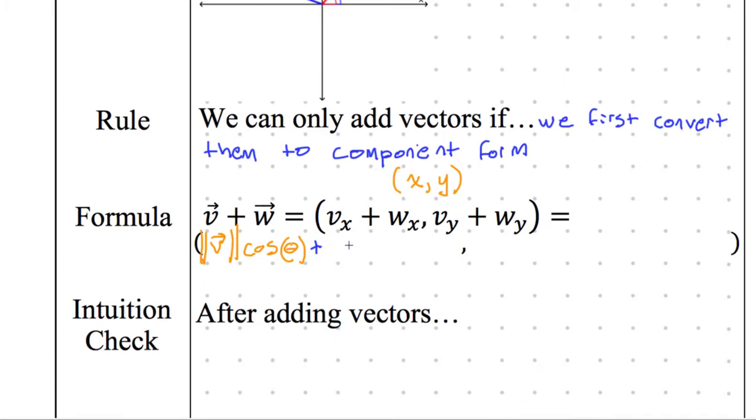Vector w? Or what is that called? Magnitude. Magnitude of vector w times cosine of that theta. And I guess these thetas are not the same theta, so is there a way to denote them? We'll say theta v and theta w, just so that they are different thetas. These are not the same theta.